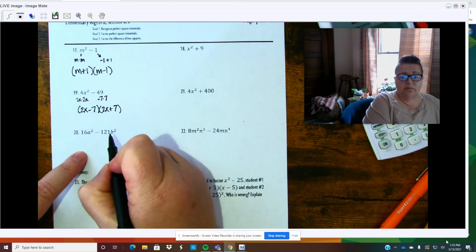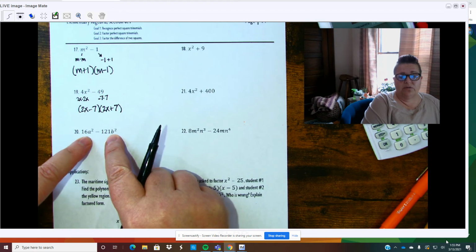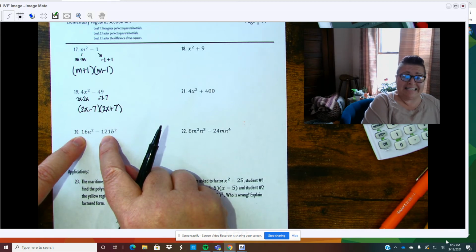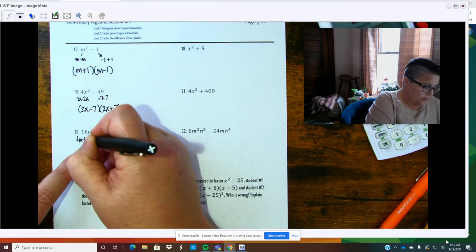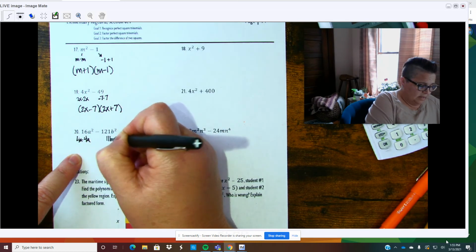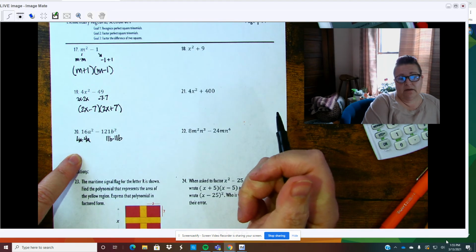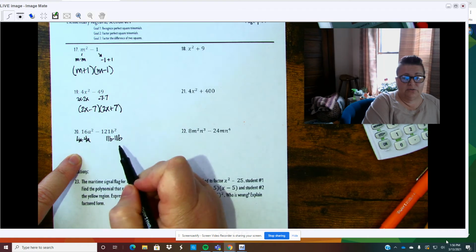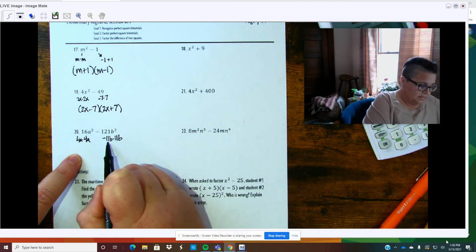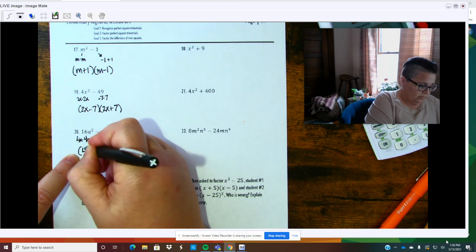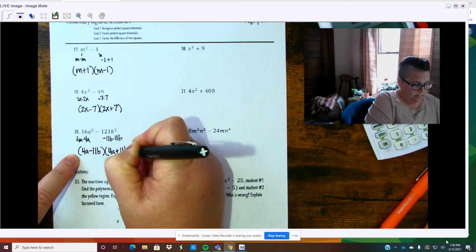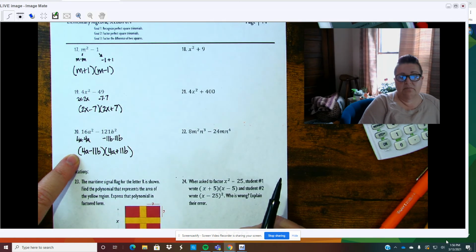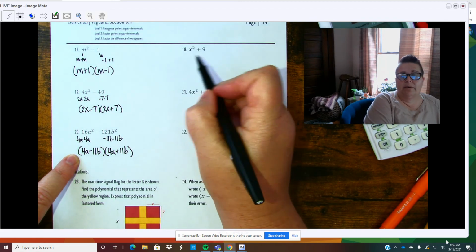Okay. Similarly for number 20, I only have two terms. Are they both squared? Yes, a squared and b squared. Are their coefficients squared? 16 is a perfect square, 121 is a perfect square. So this would be 4a and 4a, and this would be 11b and 11b, right? So since there are only two terms, one of these needs to be negative, one of these needs to be positive. I would have 4a minus 11b and 4a plus 11b. Nice. Difference.